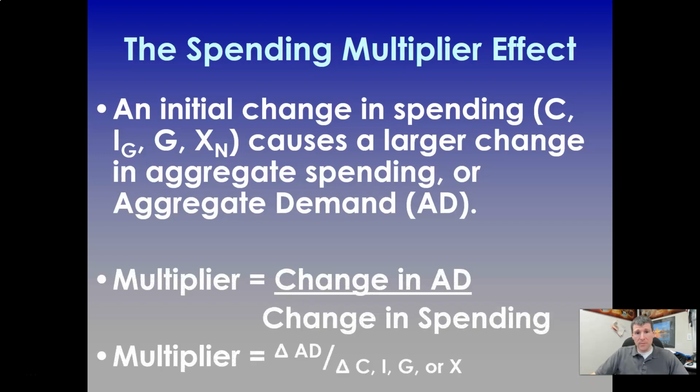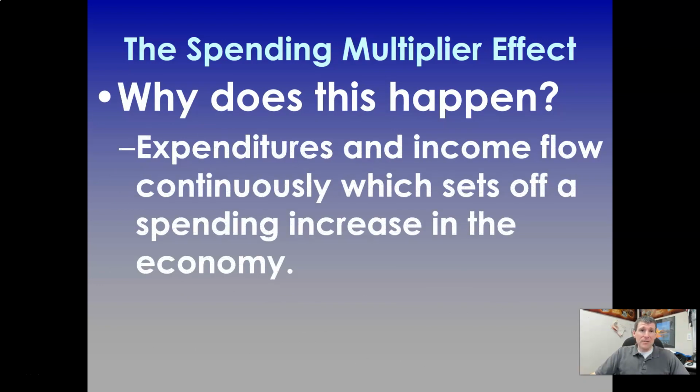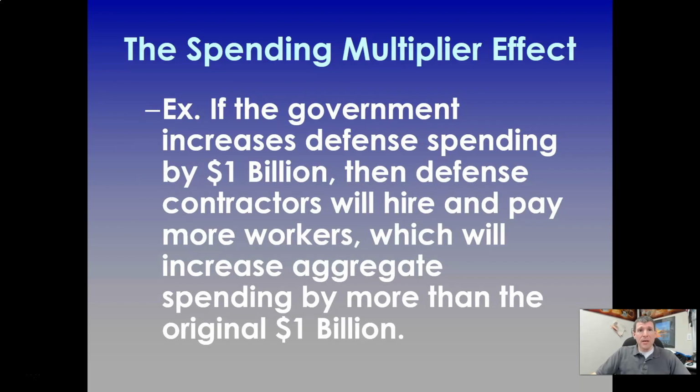Okay, spending multiplier effect. This is what we talked about. So the government spends money, people have it, they'll spend some of it, then other people have that money, they'll spend some of that, etc. So an example here. Let's say the government increases defense spending by $1 billion. So they pay the defense contractors.